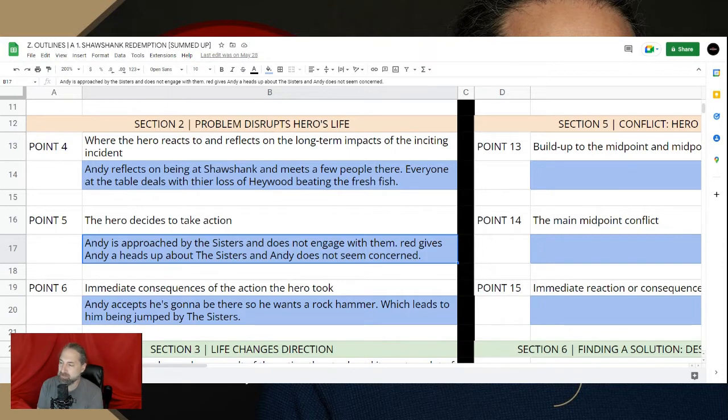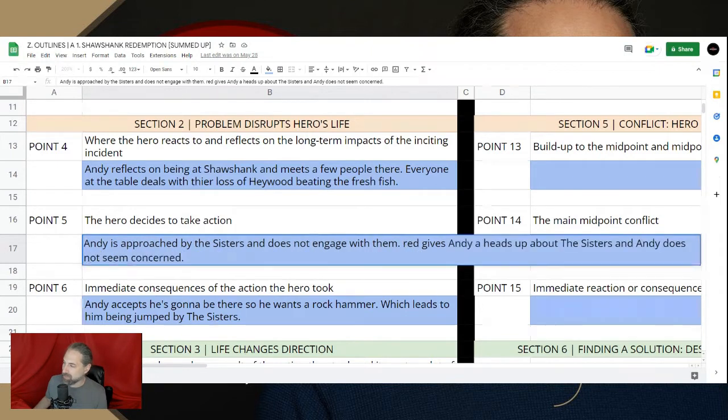So Andy is approached by the sisters and does not engage with them. Red, which should be capitalized. Why is it not? Again, we are writers. That's why we have editors.